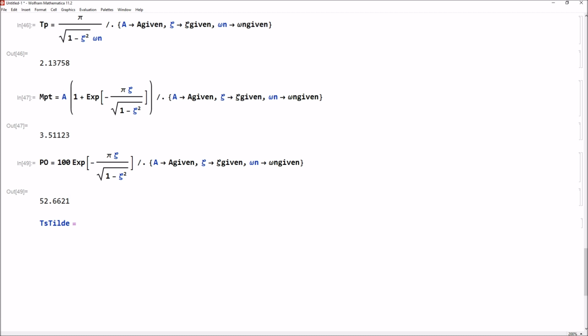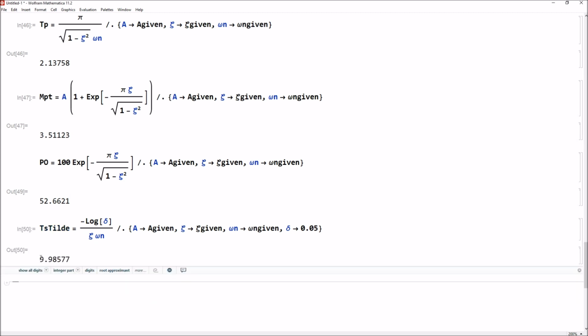And then finally, let's get our Ts tilde, our conservative estimate of settling time. We said that was negative natural log of delta over zeta omega n. I always screw this up in mathematics, but I think log is natural log here. We make our substitutions, and we also have to pick a delta. Let's say 0.05, a 5% settling time. If we hit that, it claims 10 seconds.